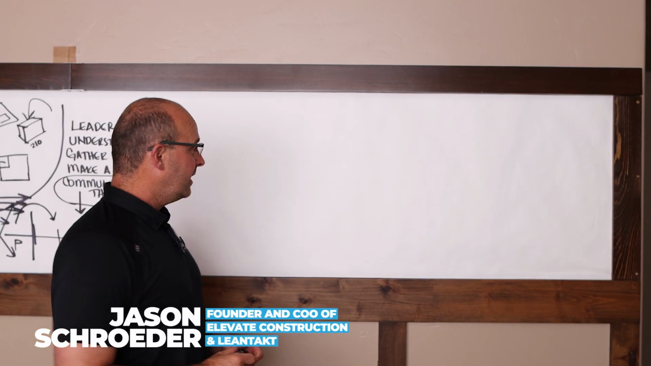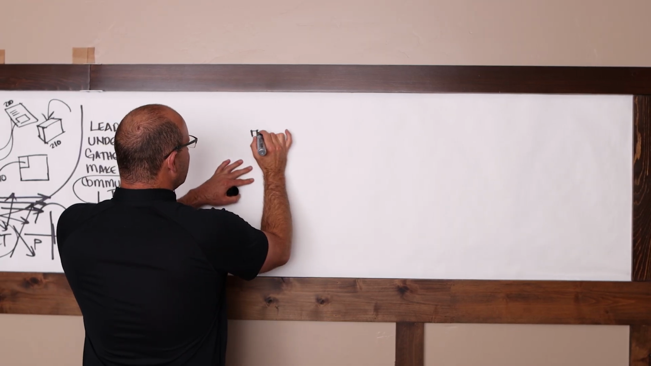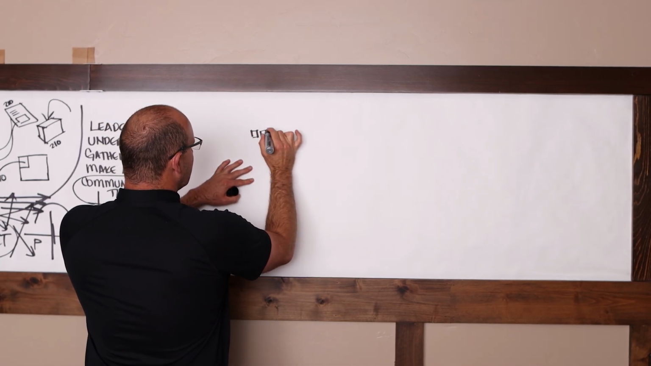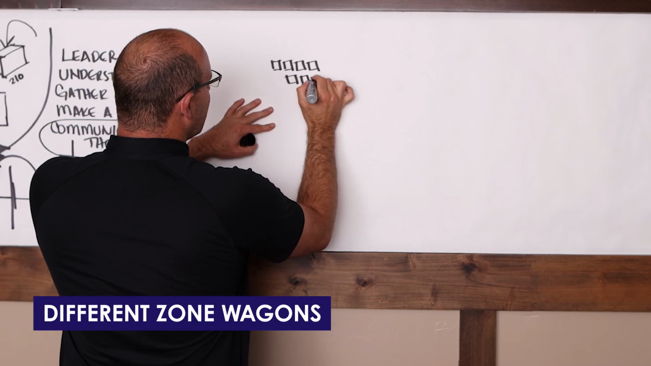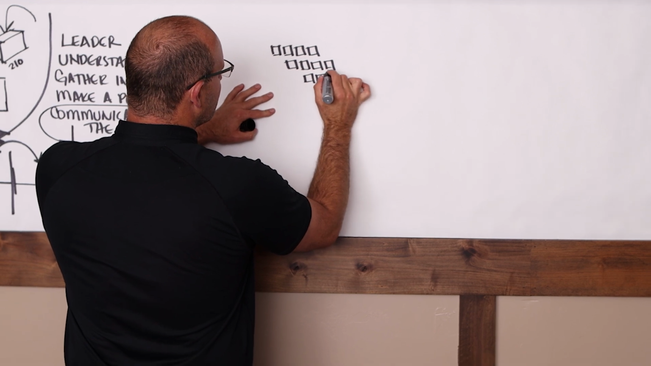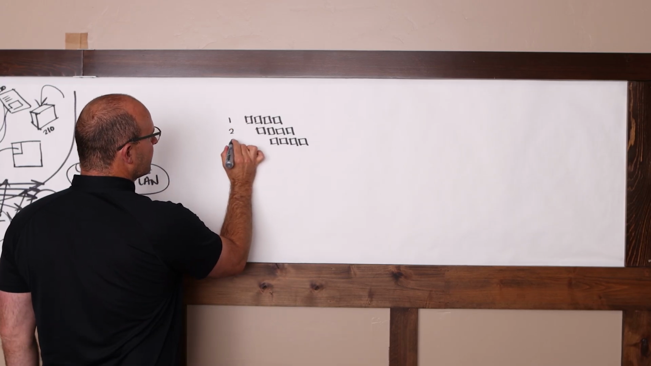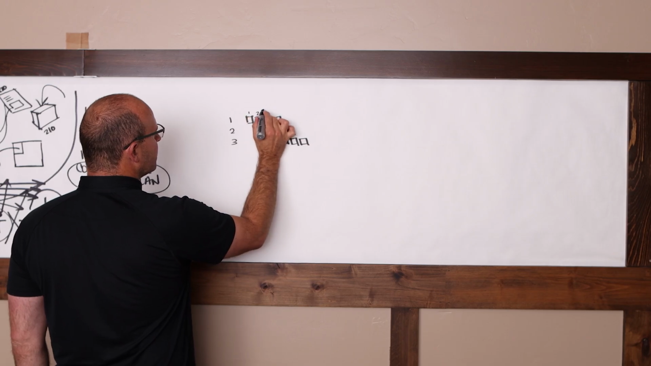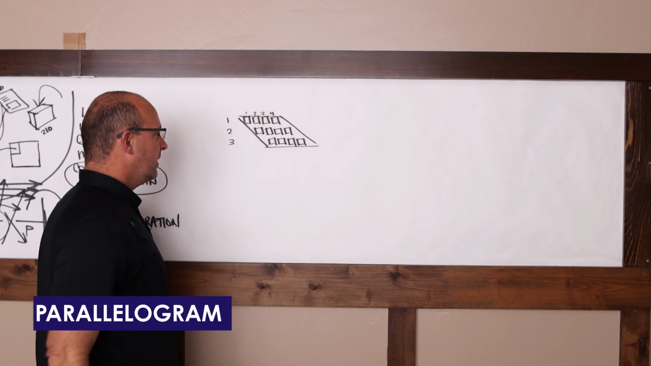Okay, so I'm super excited about this. I am going to draw, like I always do, the phase. Let's say there's wagon 1, 2, 3, 4, right? And then in a different zone, wagons 1, 2, 3, 4. Then in another zone, wagons 1, 2, 3, 4. Basically, zone 1, 2, 3, wagon 1, 2, 3, 4. This always creates this nice parallelogram.